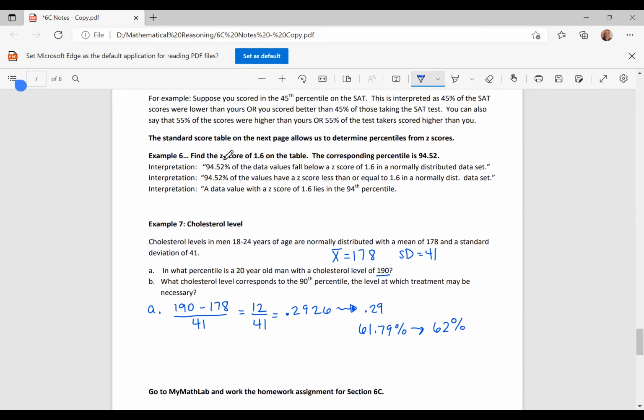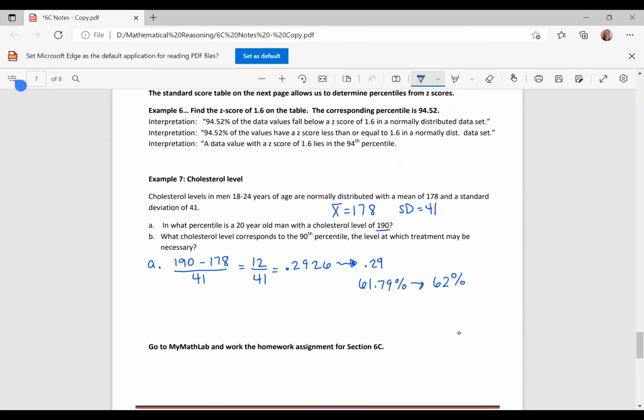94.52, we're saying 62% of the data values fall below a score of 0.29 in a normally distributed data set. 62% of the values have a z-score less than 0.29 in a normally distributed data set. And a data value with a z-score of 0.29 lies in the 62nd percentile.